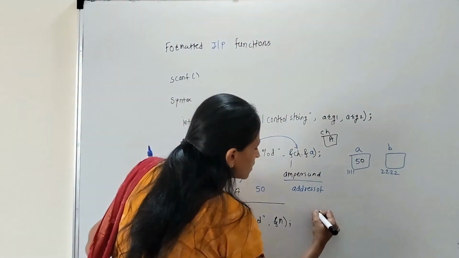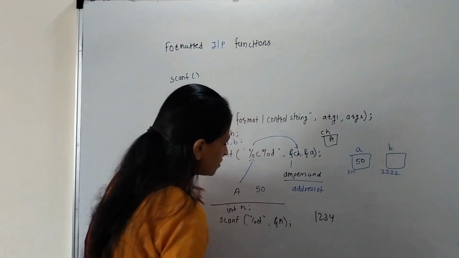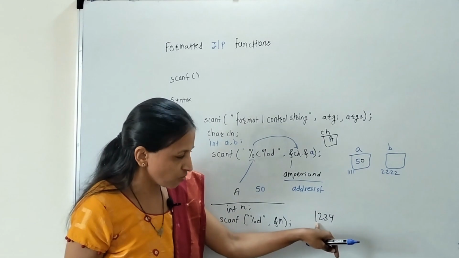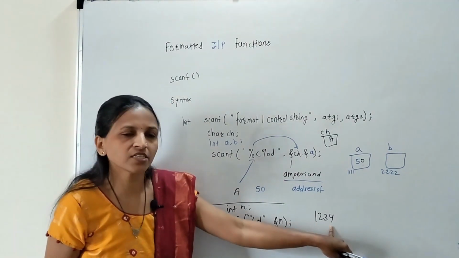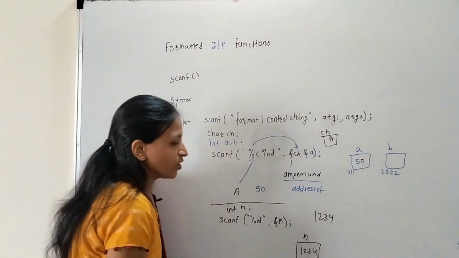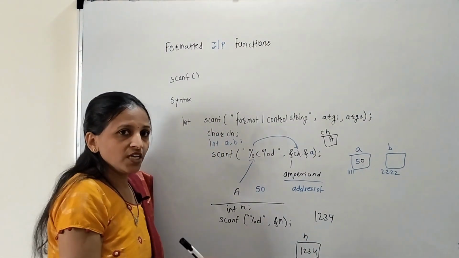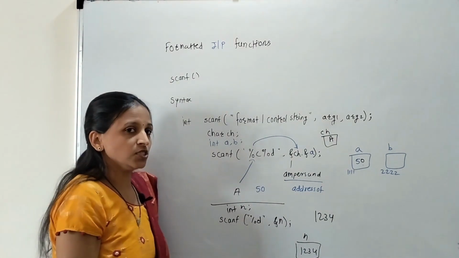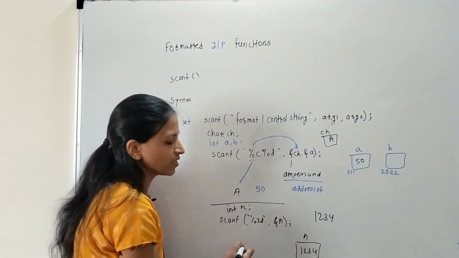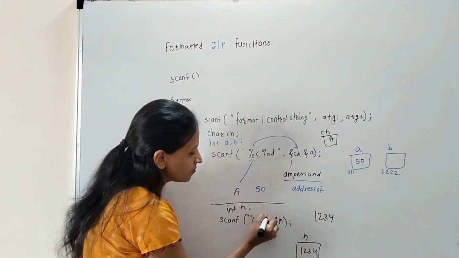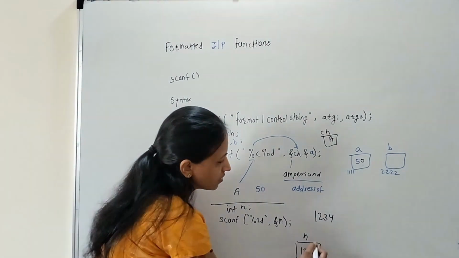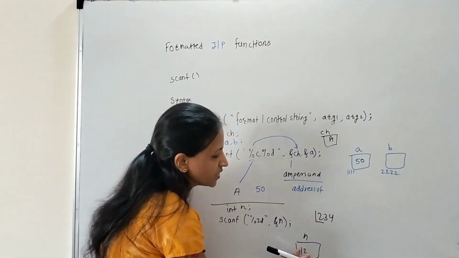Suppose the user is entering a value like 1, 2, 3, 4. Just %d, as we have written here, will scan the whole value, that is 1234, and store it inside n. But suppose I want to accept only 2 digits in our program, then we can write %2d like this. What will happen here? %2d means only 2 digits will be scanned, 1 2, and those will get stored inside n, and the remaining part will be ignored.